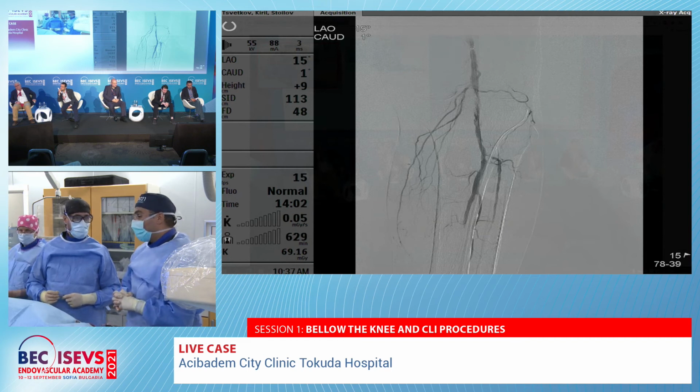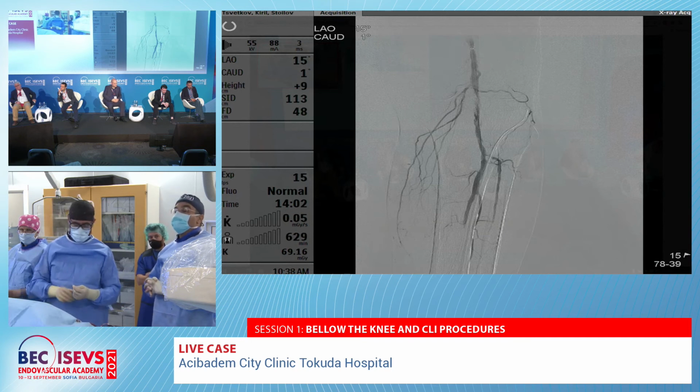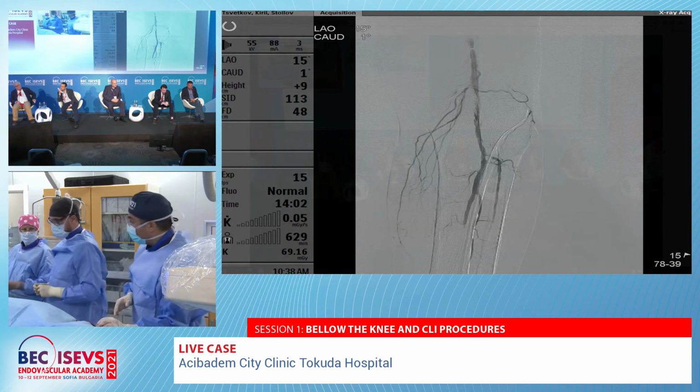Yes, you're definitely right. But what do you think? Should we use the drug eluting technology before or after stenting? Due to the fact that you don't know if it is a thrombus inside, I would use here first the stent and then the DCB. Okay. I don't know if the people agree in the audience and in the panel.